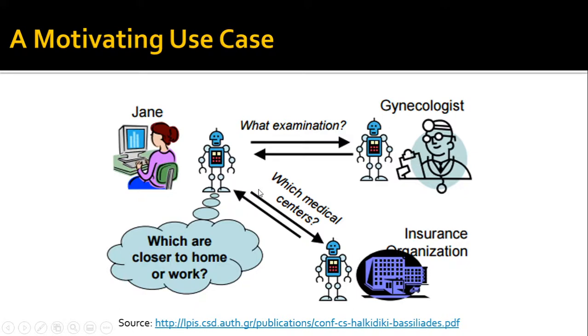Jane's agent forwards this query or search to the agent of the insurance organization with which Jane has subscribed to a medical insurance. Right. Now, what Jane's agent asks the agent of the insurance organization is what medical centers are covered under this insurance, right? And of course, Jane's agent is always looking to find the medical centers that are closer to either Jane's home or Jane's workplace, right?